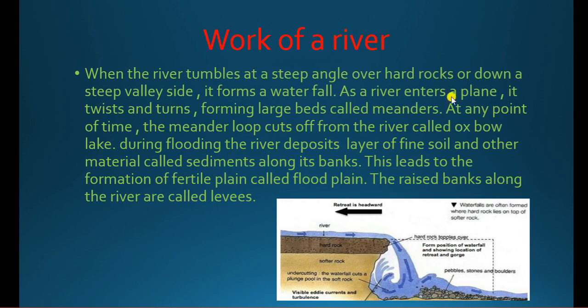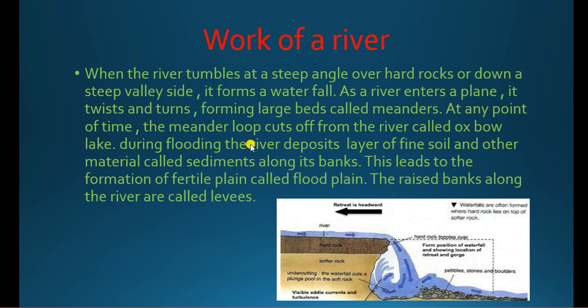As a river enters a plain, it twists and turns, forming large bends called meanders. There's a process called meandering, means zigzag movement of a river. Every loop of that meandering is called a meander. At any point of time, the meander loop cuts off from the river and gives birth to a new landform feature that's called Oxbow Lake.